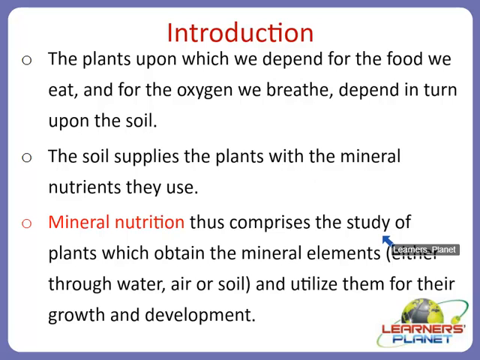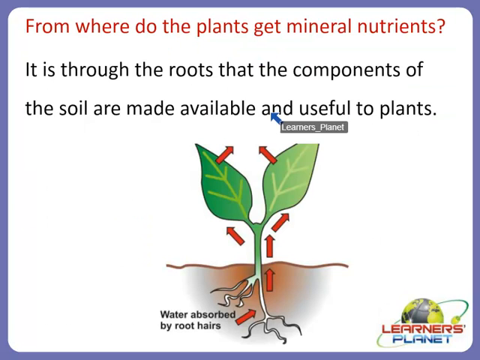Mineral nutrition thus comprises the study of how plants obtain the mineral elements or mineral nutrients, either through water, air or soil, and utilize them for their growth and development. There are many such minerals, like potassium, calcium, sulfur, etc., which are very essential for plants to grow. Now let us see, from where do the plants get mineral nutrients?